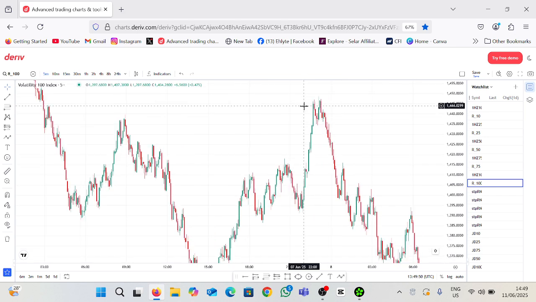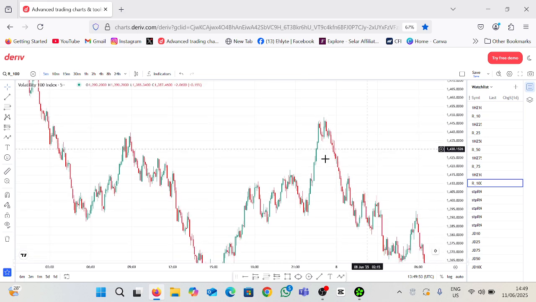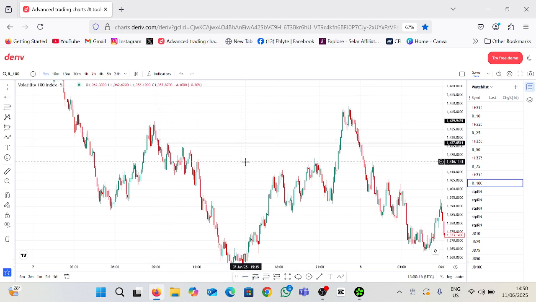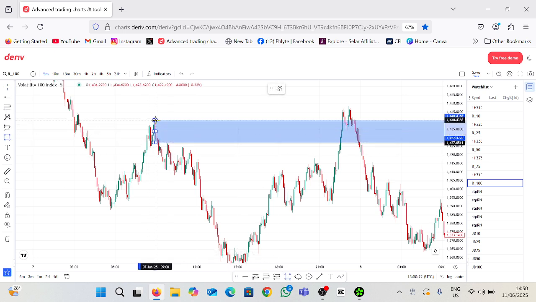Okay, this is V100. Now, first of all, what do you see? We have our sweep of liquidity, right? We have our protected high, then we have our structural liquidity, alright? And now this is our POI. You see how wide this POI is?